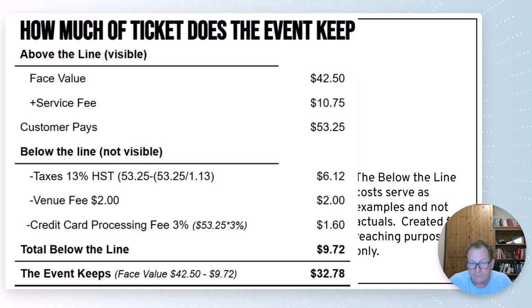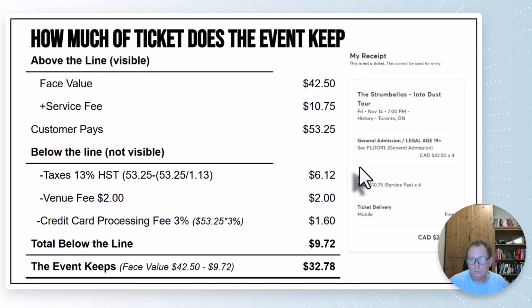Now, you'll notice the $53.25 is multiplied by 3%, and not built in like the taxes. The way it works is the credit card provider will charge the 3% on the total cost of the transaction, so you would have to pay that. So the total below the line costs are $9.72. What's interesting here is for a face value of a ticket that's $42.50, you're only getting $9.70. You're paying below the line costs of $9.72. So you, as the event producer, are only getting $32.78.